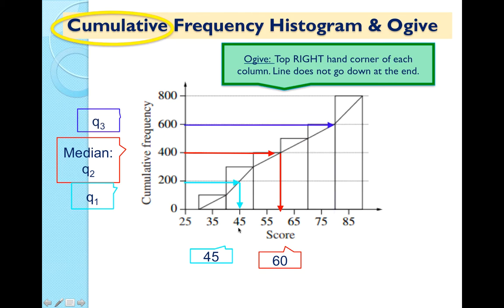And quartile 3, or the upper quartile, is the middle of the upper half of scores. So score number 600 is halfway between 400 and 800. Draw the line until it meets the ogive, go down to read the estimate for the upper quartile.